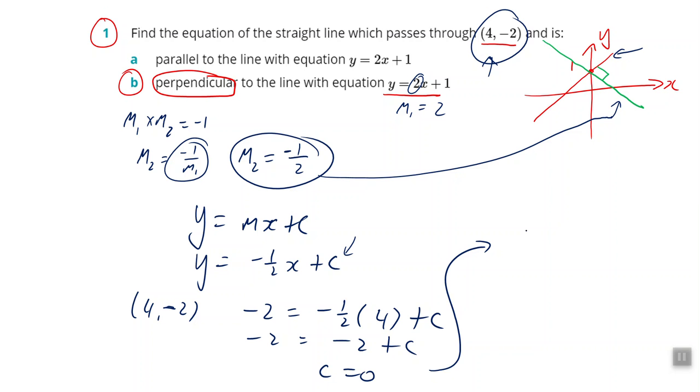So all we need to do is write the equation of the line. So y equals -1/2x plus 0. So it's just -1/2x. So the line that's perpendicular to that line would be y equals -1/2x. So hopefully that helps.